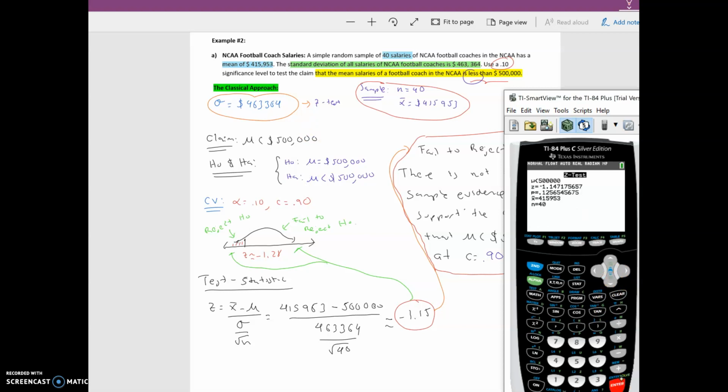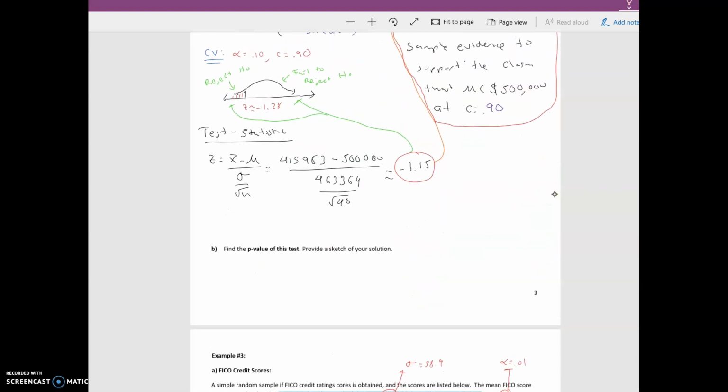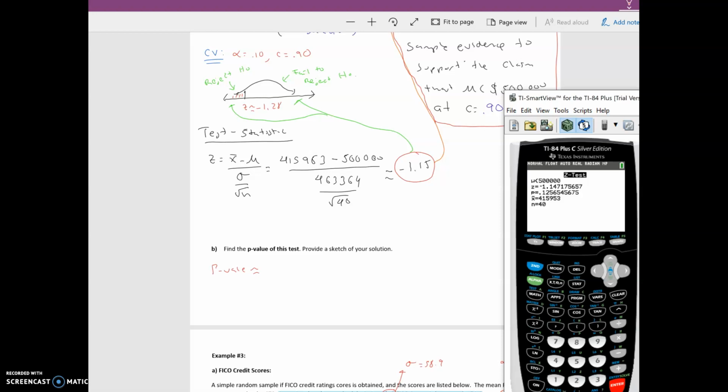Now, the test statistic is here, except that I rounded on the calculator as I was evaluating this portion. So that's going to be the negative 1.15, rounding to 2 decimal places. The good news is this test will give you the p-value. That's actually problem B. So it'll be sufficient to say that the p-value is approximately, in this case, 0.1257.